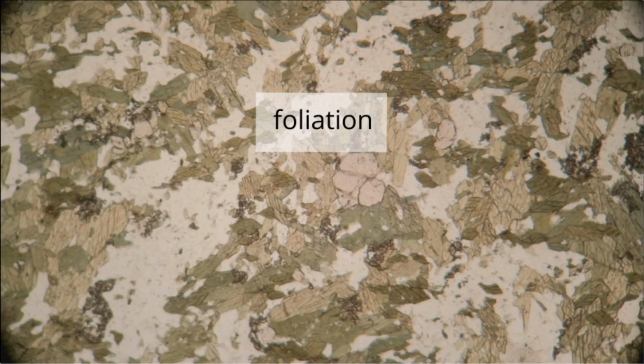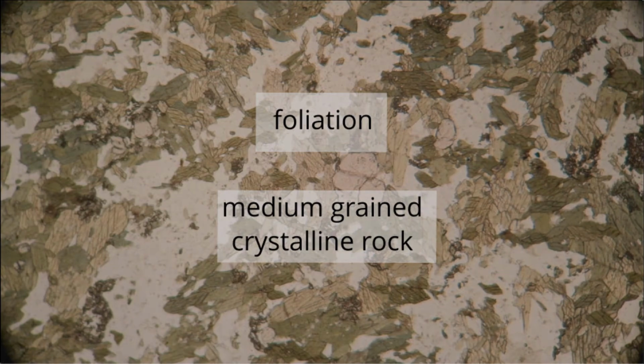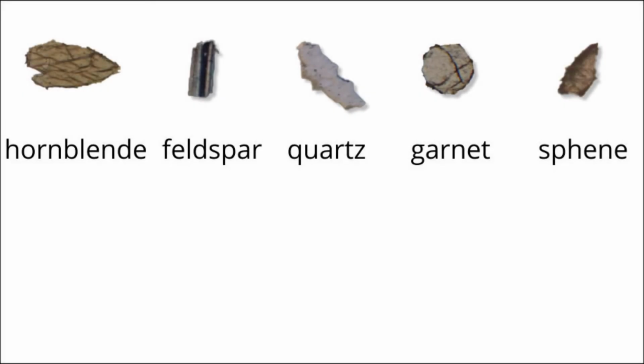In summary, this rock is made up of a mass of interlocking crystals 0.1 mm to 2 mm in size. The rock has a foliation and is a medium-grain crystalline metamorphic rock. The main minerals making up the rock are an amphibole mineral called hornblende, plagioclase feldspar, quartz and garnet. Sphene also occurs as an accessory mineral.